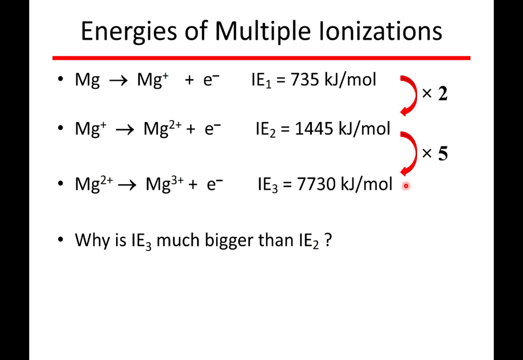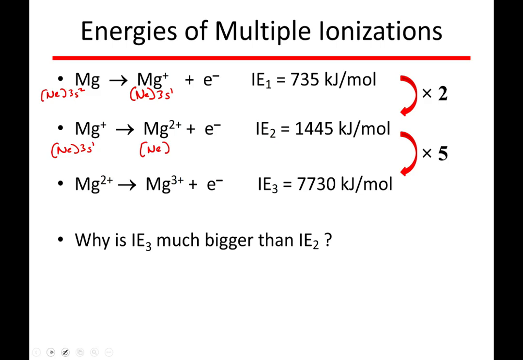To understand this, we can write out the electron configurations for all of these species that we have here. For the magnesium, we have neon 3s2. And then for Mg+, we've removed an electron, so that's going to be neon 3s1. And then for Mg2+, we would remove another electron, so that's just neon, right?